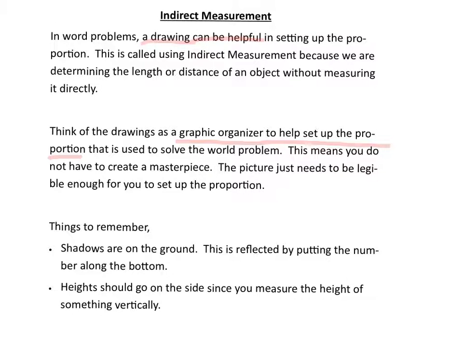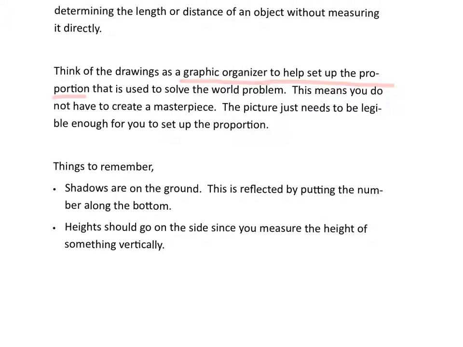So the things I want you to keep in mind for this are that shadows are on the ground, and we show this by putting the number along the bottom. And then heights should go on the side, because when you measure the height of something, you measure vertically. At no point is the height slanted.